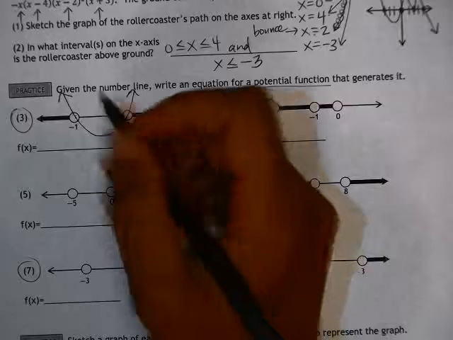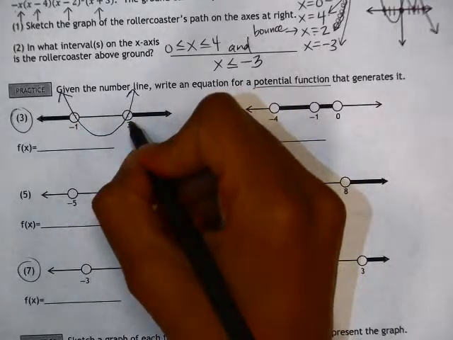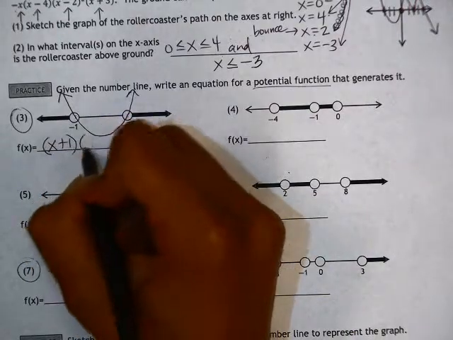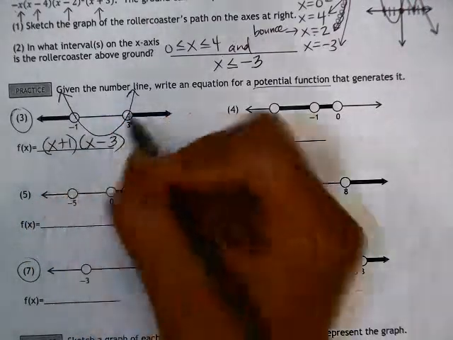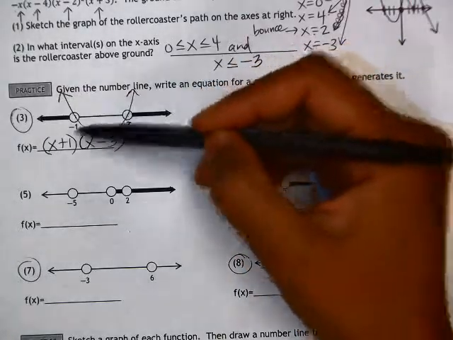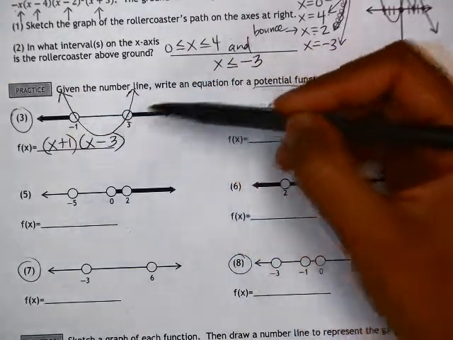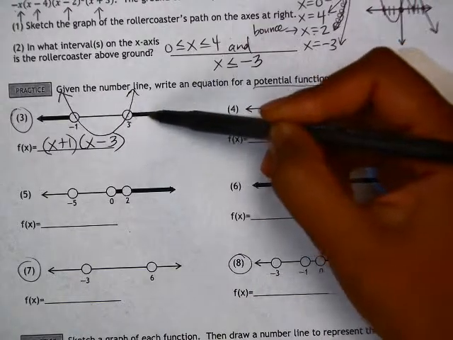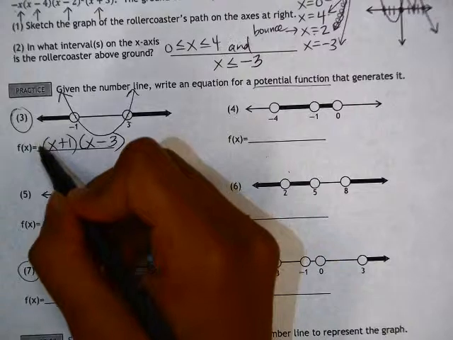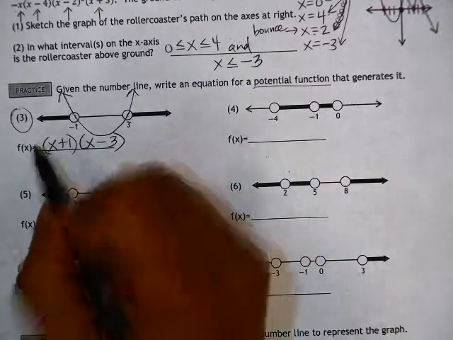I know my roots are at -1 and +3. The factors that would produce those roots are x plus 1 and x minus 3. A couple more things we need to check. The behavior at each of these is going through, so my exponent should just be a 1. And my end behavior over here is positive since it's shaded, so I know my coefficient in front should be a positive, not a negative.